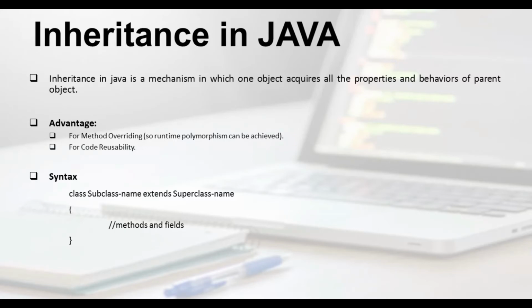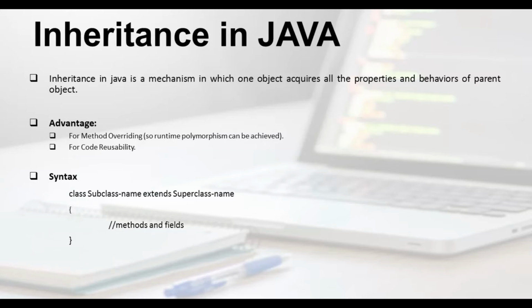So inheritance in Java is a mechanism in which one object acquires all the properties and behavior of its parent class. The idea behind inheritance in Java is that you can create a new class that is built upon an existing class. When you inherit from an existing class, you reuse methods and fields of the parent class, and you can add new methods and fields also. Inheritance represents an is-a relationship, also known as a parent-child relationship.